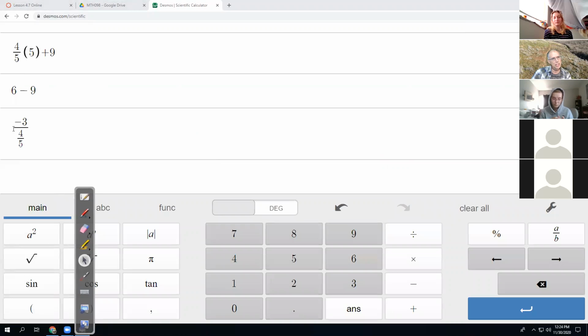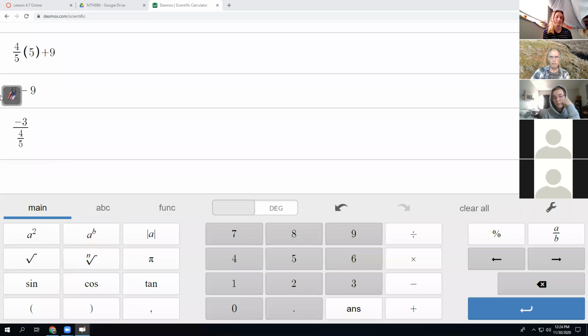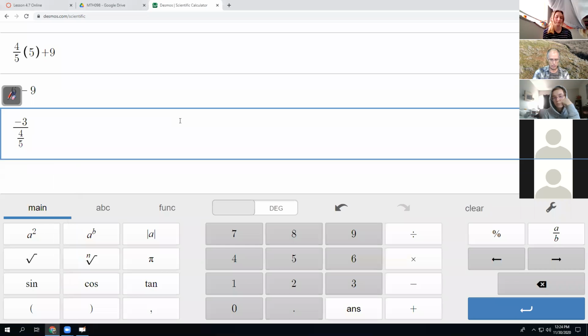You can kind of see here that the fraction bar under the -3 is a little bit bigger than the fraction bar with the 4/5. So that's the main fraction. And it's important that we get that right, otherwise we'll get the answer wrong. And that just takes practice. All right, let's zoom back out there.